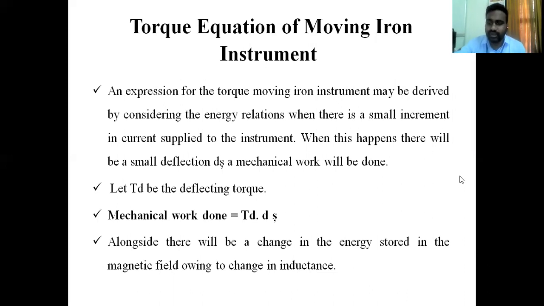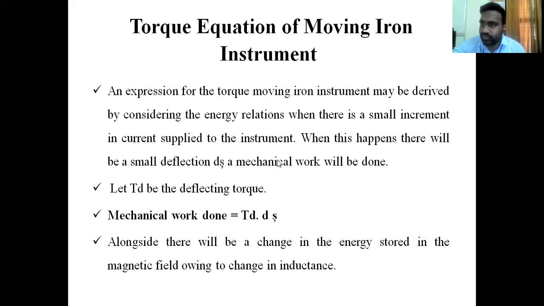Torque equation of moving iron instrument. The torque equation of moving iron instruments is derived with respect to an energy relation: the energy stored in the coil, or energy released by the coil, depending upon the current supplied to this copper coil, which behaves like an electromagnet. How much energy is stored, how much energy is released, and how much mechanical work is done with respect to the deflection.